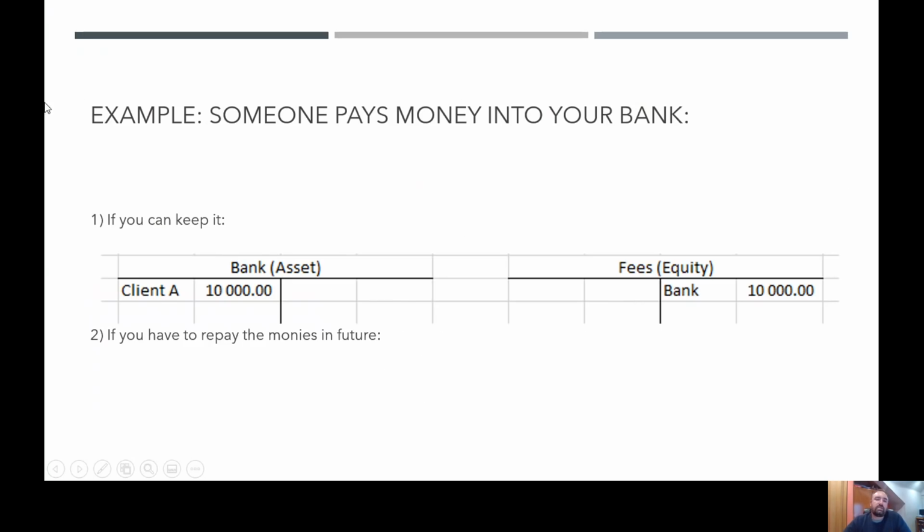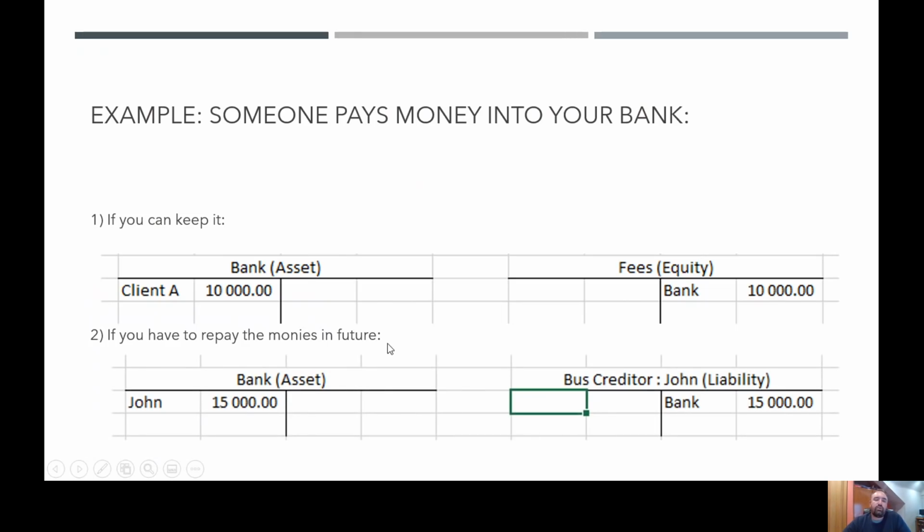Okay, so here's the part that I said. If someone pays money into your bank, so there's my bank T account, and that's an asset. So client A pays money into my bank, 10,000 Rand. If it's for fees, then I can keep it. So therefore, I've generated fees, which is equity, and my credit entry will be 10,000 Rand there.